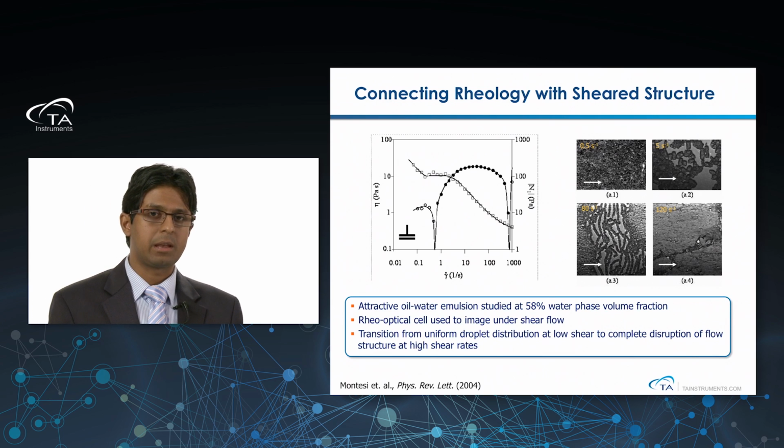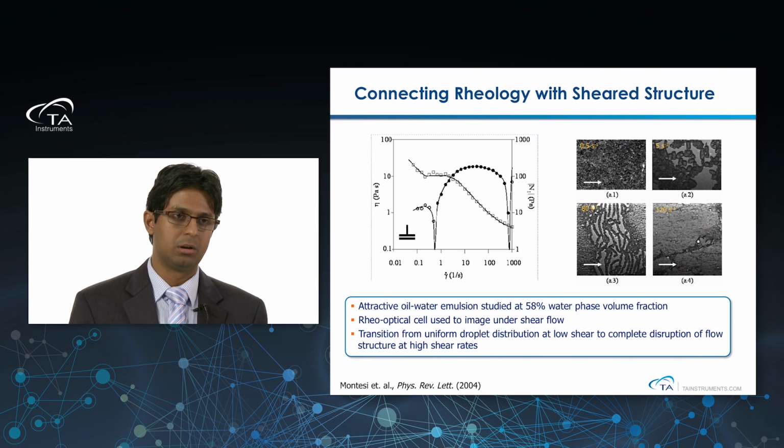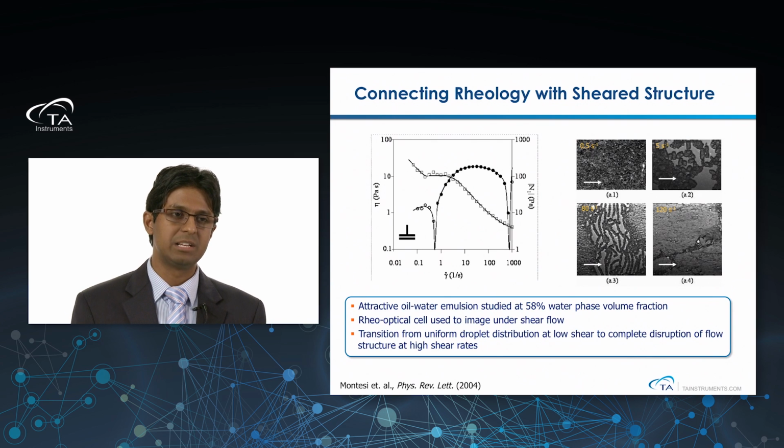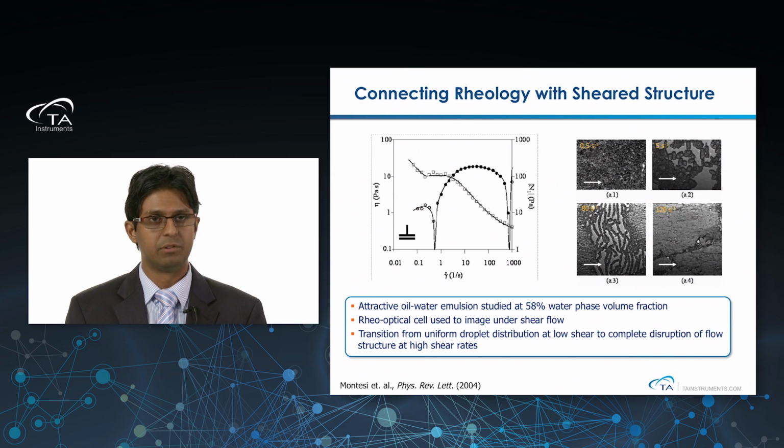Once again, we're looking at an oil-water emulsion, similar to what we saw previously, at a very specific concentration of the water. So this is an attractive oil-water emulsion, meaning you have a lot of droplets that are being formed, and at this 58% concentration, you essentially jam all these droplets together. So you have some sort of a gel-like behavior.